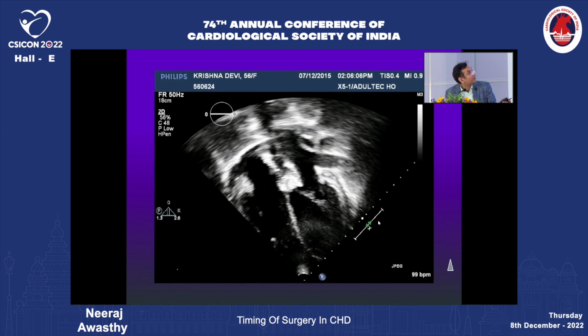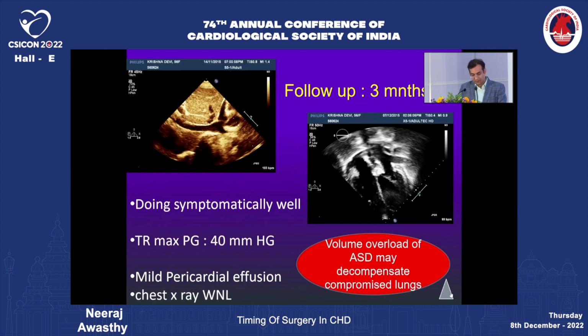This is the follow up again. Next. So the ASD is there, and her PA pressures are around 40. And yes, there is a mild pericardial effusion, and symptomatically she is doing wonderfully well in follow-up even now.